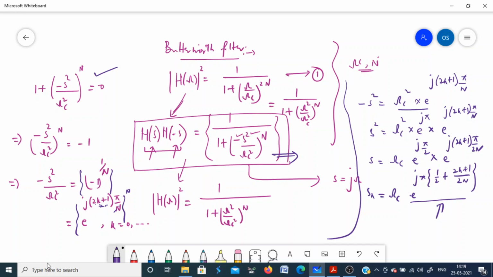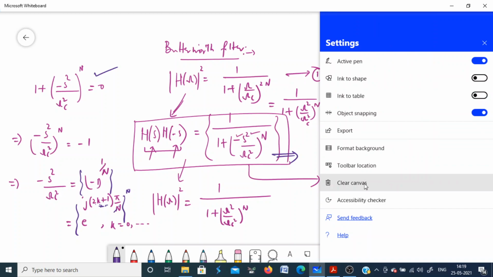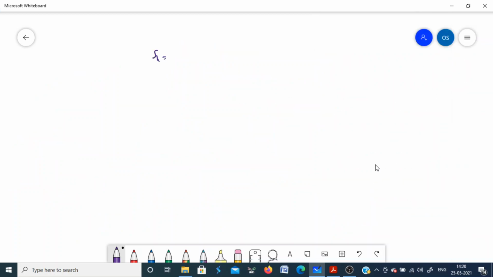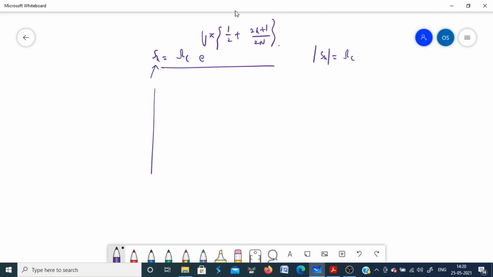Now you will see that these poles will be placed, if you just look how these poles, location s k is equal to omega c e to the power j pi into 1 by 2 plus 2k plus 1 upon 2n, location of poles. Okay. Now since it is a complex number, if we take magnitude of this, it is nothing but omega c. Okay, because exponential term, its magnitude will become 1. It means these poles, they are basically lying on a circle of radius omega c in the S-plane.